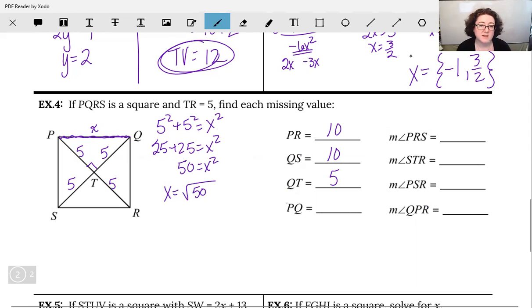Now I can do this two ways. If you remember how to simplify radicals from Algebra 1, and we talked a little bit about this when we did distance formula, then all we do is say, well, 50, that's the same thing as my perfect square of 25 times 2, which I can simplify out to 5 root 2. Or I could do the decimal version of this and plug it in my calculator. Square root of 50 comes out to be approximately 7.07. So either one of those would be appropriate.